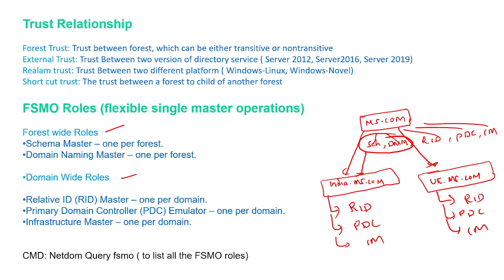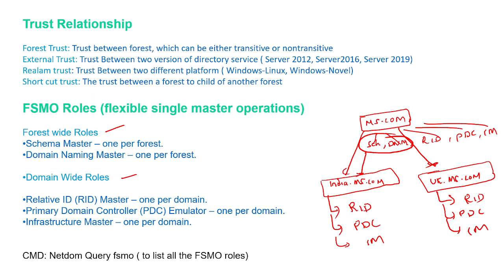Forest means a collection of trees. Even though you have 100 trees or 100 domains, the schema master and domain naming master are only one role per each forest. When you look at the FSMO roles, you will understand. Tomorrow I'll show you that.